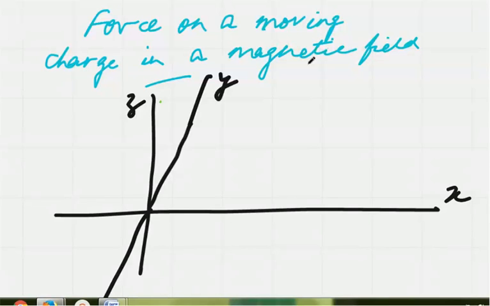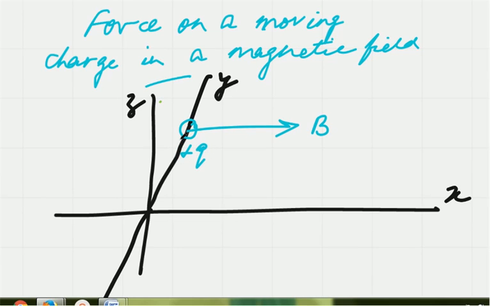Hi. Our topic is force on a moving charge in a magnetic field. Let us say we have a magnetic field denoted by B. B is the symbol for magnetic field. Now, we have a magnetic field acting along the positive x-axis, and we have a charge plus Q at this point.